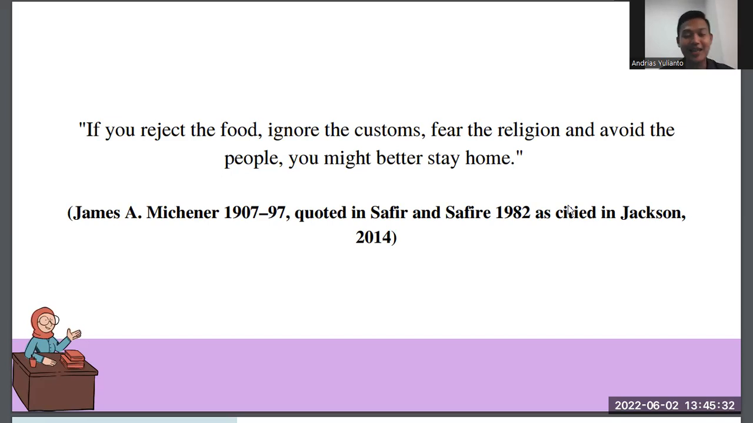We are regularly exposed to and meet many people around us. If we are not ready for the situation, you might better stay home. If you reject the food, ignore the customs, fear the different religion, and avoid different people, you had better stay at home. That's an absolutely nice quote.